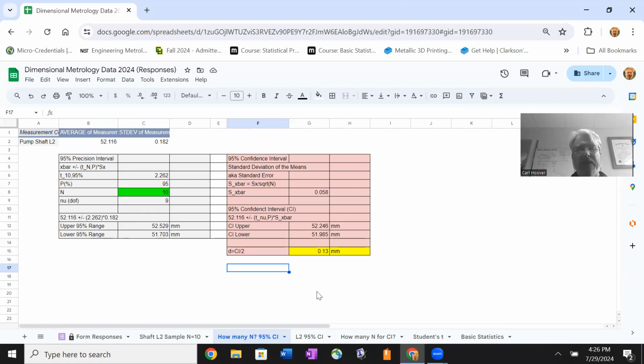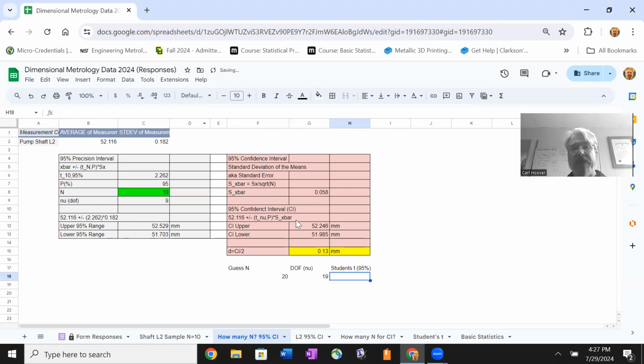And first we'll start out with a guess of n. So we'll call this guess of n here, and we'll say 20. Well, how many degrees of freedom is that? So let's call that DOF or nu right here. Well, DOF is just this value minus 1. Okay. Well, then what's the student's T for 95% probability?